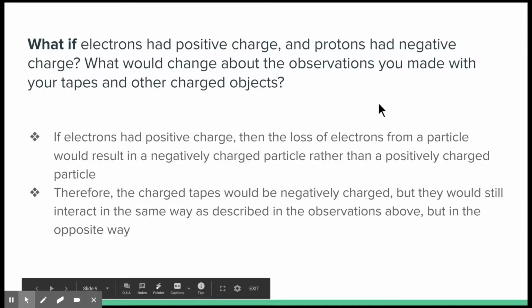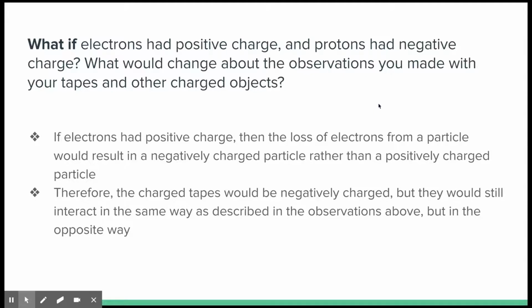What if electrons had positive charge and protons had negative charge? What would change about the observations you made with your tapes and the other charged objects? Well, if electrons had positive charge, then the loss of electrons from a particle would result in a negatively charged particle rather than a positively charged particle. Therefore, the charged tapes would be negatively charged, but they would still interact in the same way as described in my observations above, but in the opposite way.